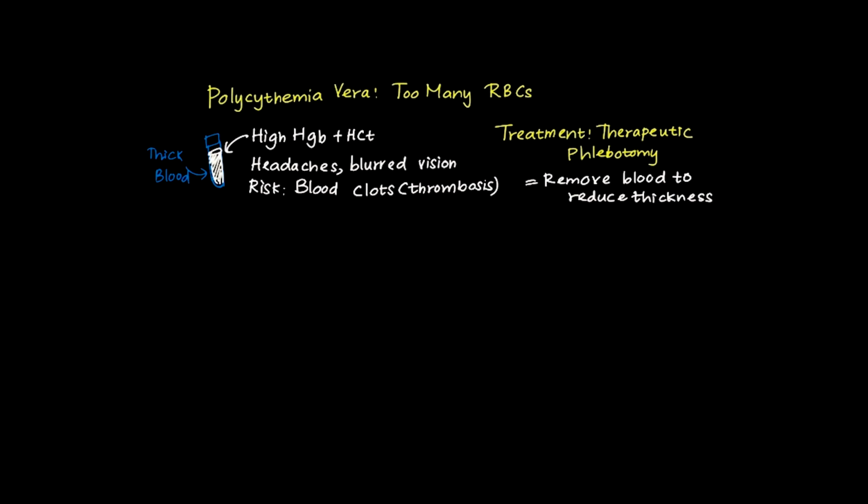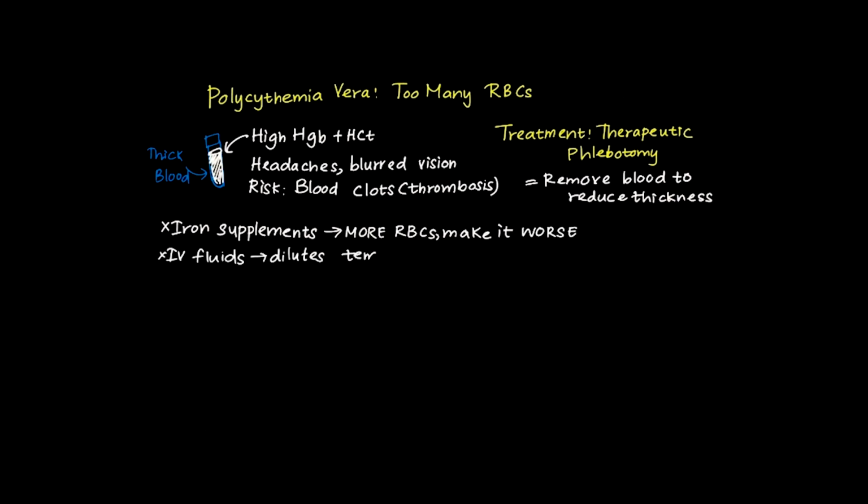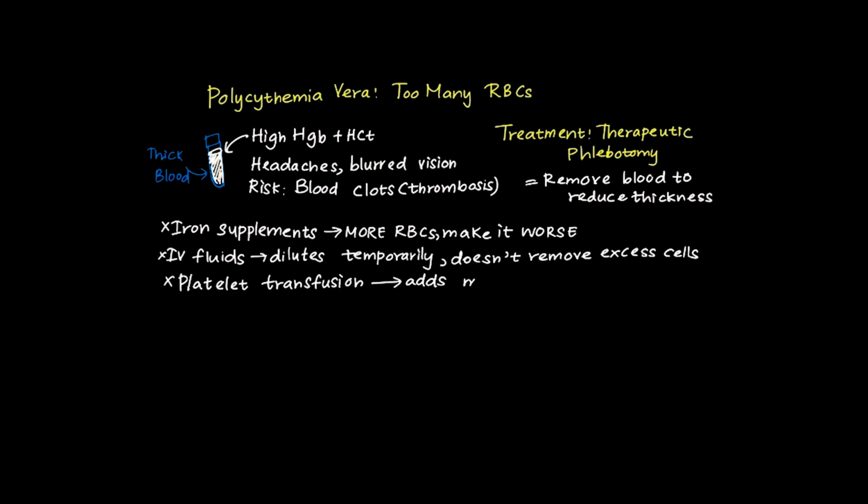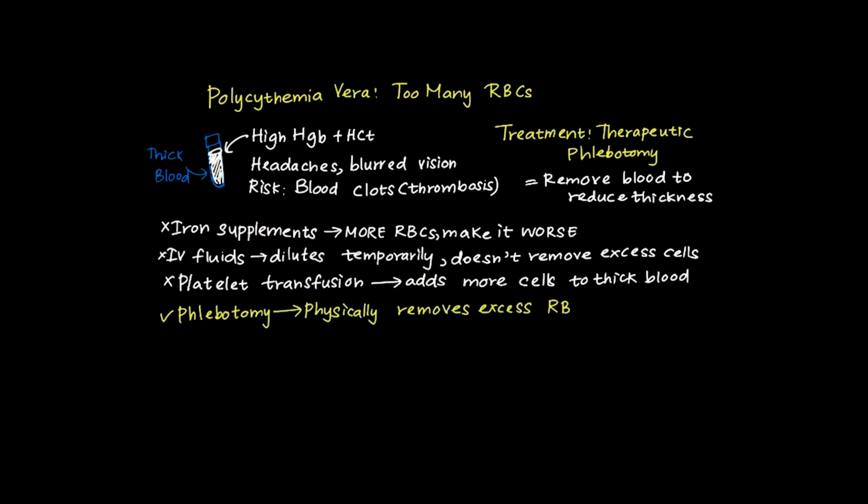Now watch the distractors try to trick you. Iron supplements in polycythemia vera. That's backwards. Iron would stimulate even more red cell production in a patient who already has too many. Iron is specifically avoided. Aggressive IV fluids dilute the blood temporarily, but don't remove the excess cells. The problem is too many red blood cells, not too little fluid. And platelet transfusion, you'd be adding more cellular components to already thick blood, making the clotting risk worse.